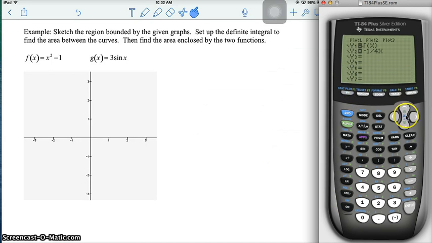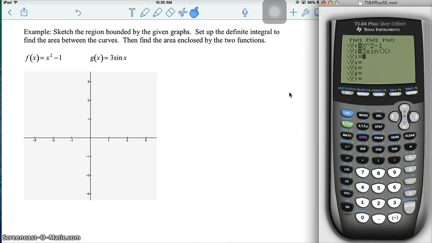Go to y, clear everything, and type in x squared. You can use this button to type in square, or you can do x to the power of 2. Either way works, and then push enter. Now go ahead and clear the next one. It's 3 sine x. Sine is a dedicated button right here, and if you want to put a variable inside, put x, close the parenthesis, and push enter again. So that's how we graph these two functions.